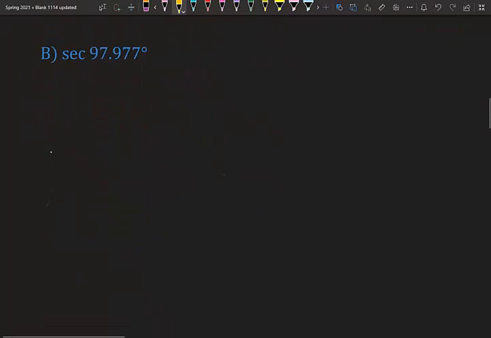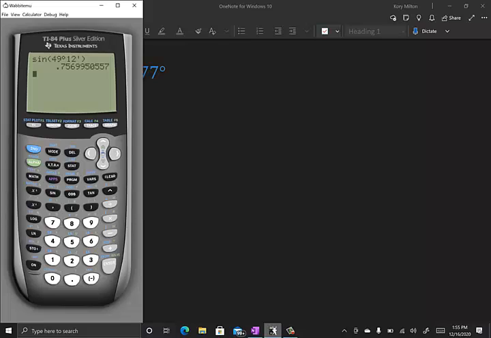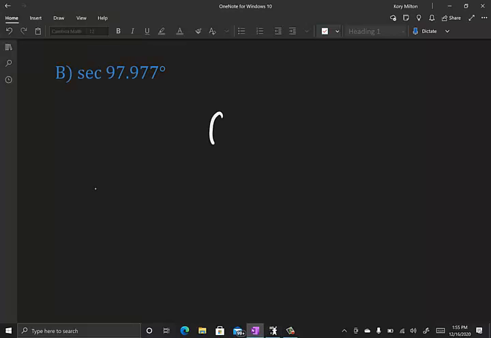Alright, B. So we have secant 97.977 degrees. I don't know about you, but if you look at your calculator, secant is not on your calculator. You only have sine, cosine, tangent, and then you have sine -1, cosine -1, tangent -1. But that's not the reciprocal. That means inverse. Anything to the power of -1, that means inverse. Tangent to the power of -1 means inverse, not reciprocal. So we need to get and use the reciprocal.